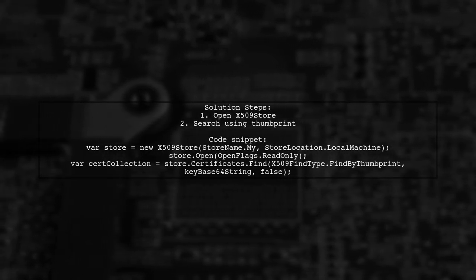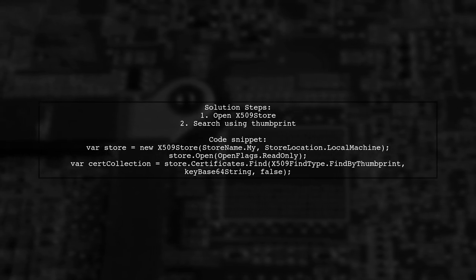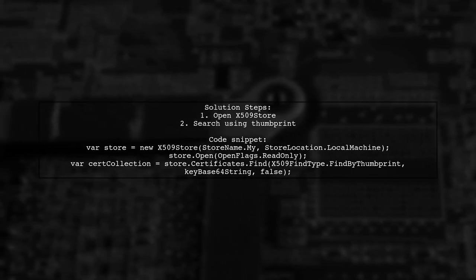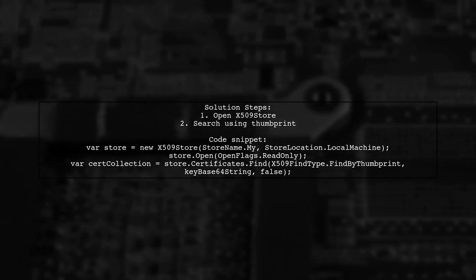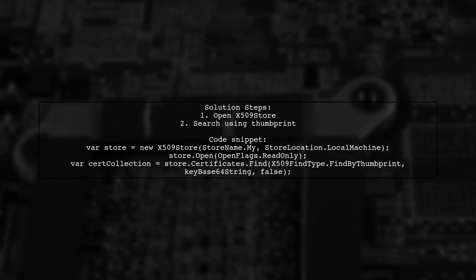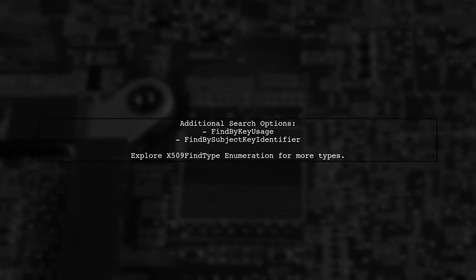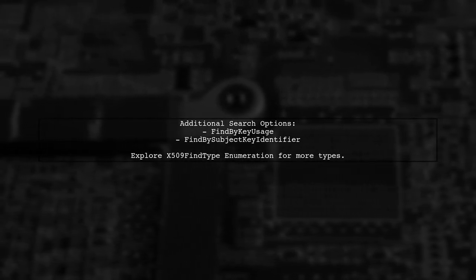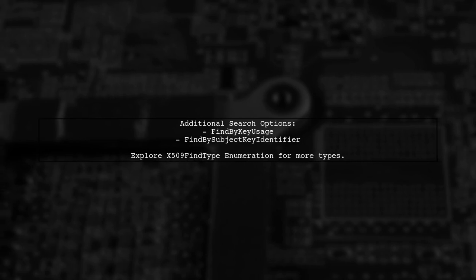To find the certificate, you can use the X509Store class. Open the store and search for the certificate using its thumbprint. You can also explore other search options like find by key usage or find by subject key identifier for more flexibility.